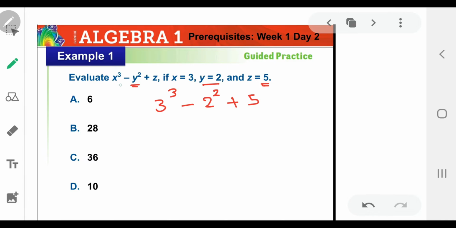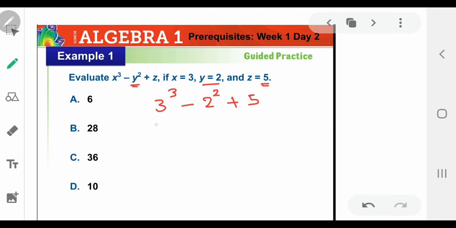I replaced x by 3, 3 to the power 3 or 3 cubic. Both are correct. We can read it as 3 to the power 3, 3 to the third power, or 3 cubic, minus 2 squared plus 5. No parentheses here, no grouping symbols. So I'm going directly to evaluate the exponent. 3 to the power 3, it means 3 multiplied by itself 3 times.